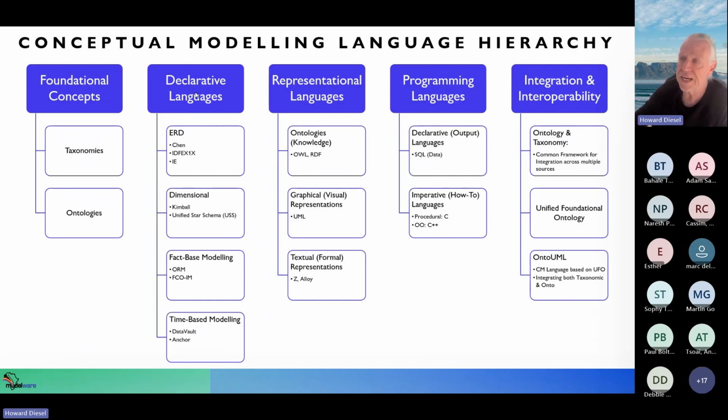Then we have what's called declarative languages. That was part of Maria Keet's discussion on declarative modeling. So here we go. We've got entity relationship diagrams, Chen, IDEF1X, IE notation, dimensional modeling, fact-based modeling, ORM, and then cumulative object modeling, time-based modeling, and I'm going to show you some examples. Then we've got representational languages: ontologies, graphical visual languages, UML coming in, and then textual representations and Z.